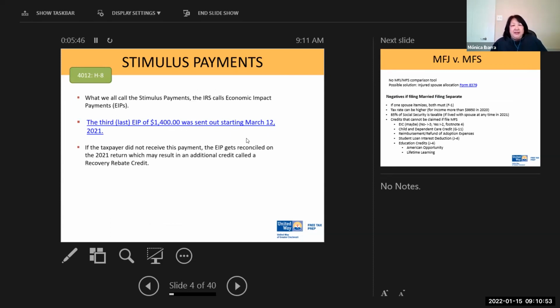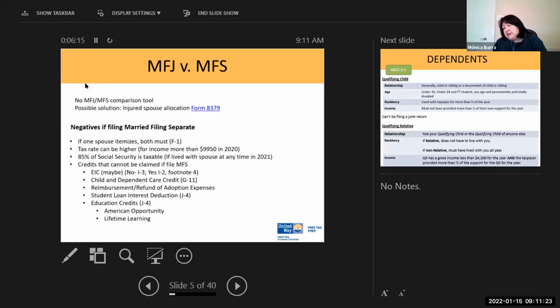All right. So right now we're going to start talking about tax returns, and the general flow of the presentation is how you're going to evaluate your information when you get it in order to start preparing a return. So the stimulus payments, if you'll notice in the upper left-hand side, there's a little green box, and that is going to refer you to the place in the 4012, which is your volunteer handbook.